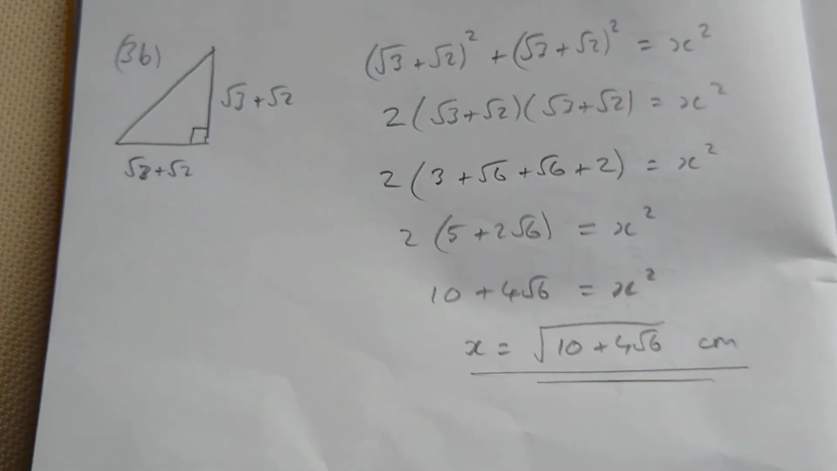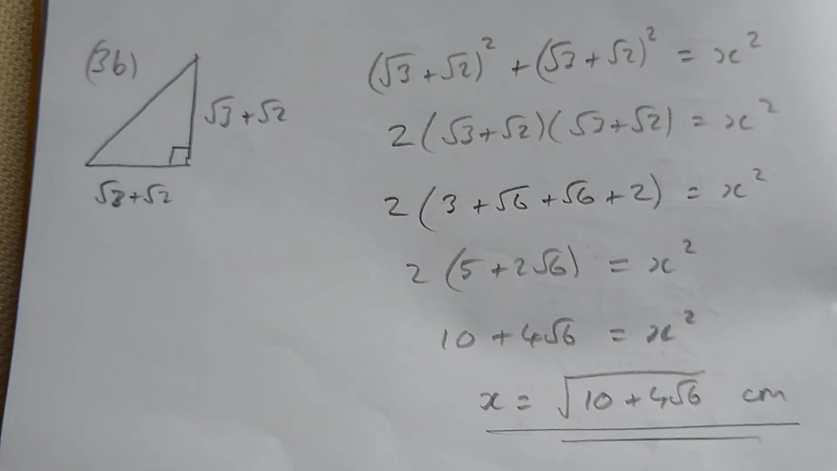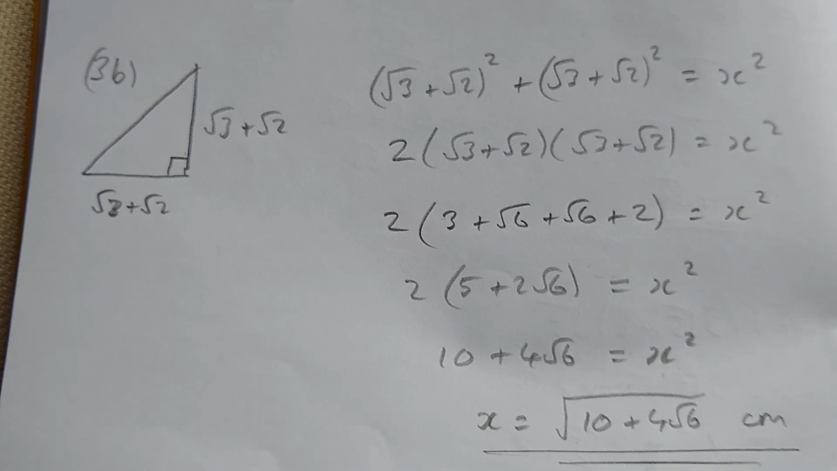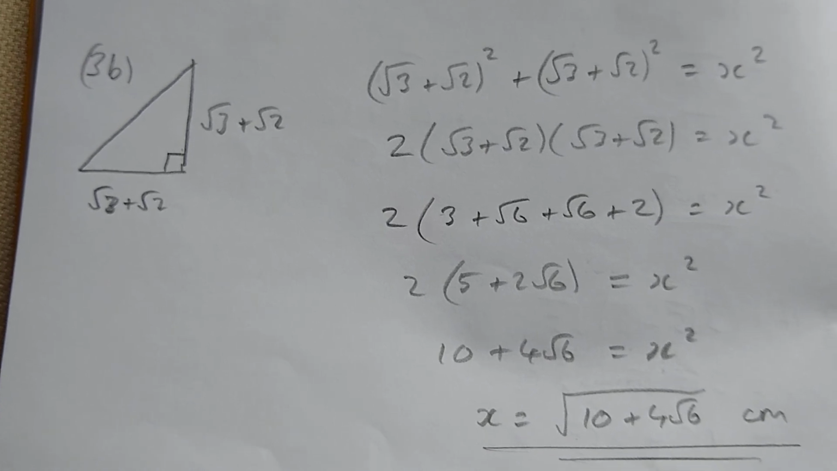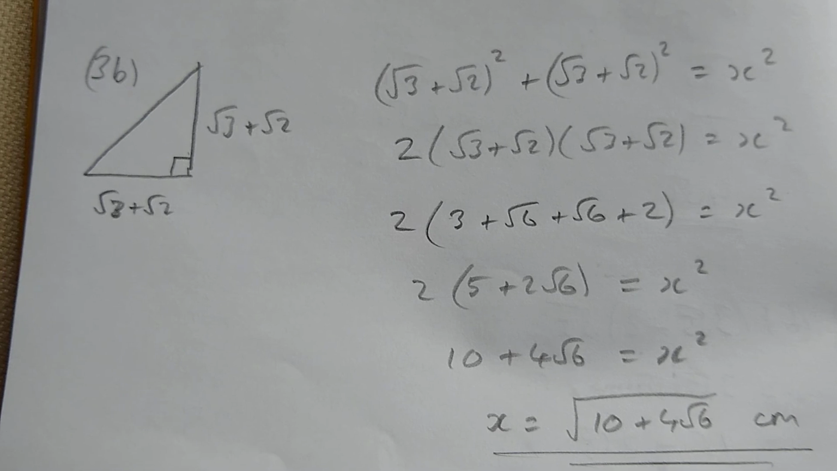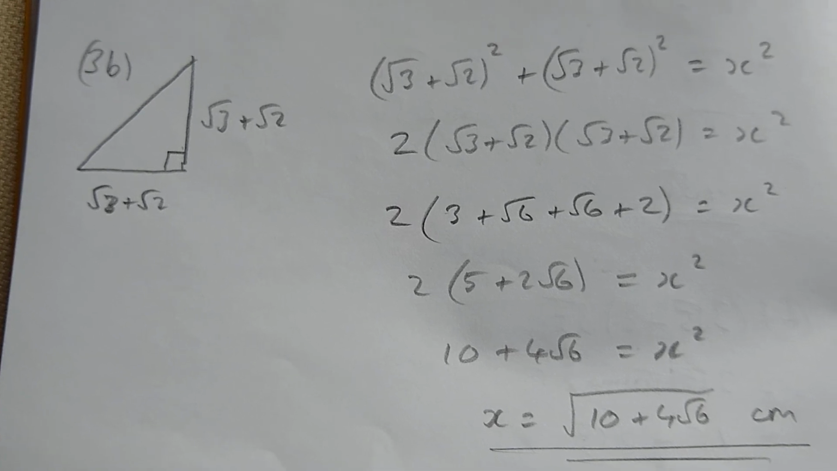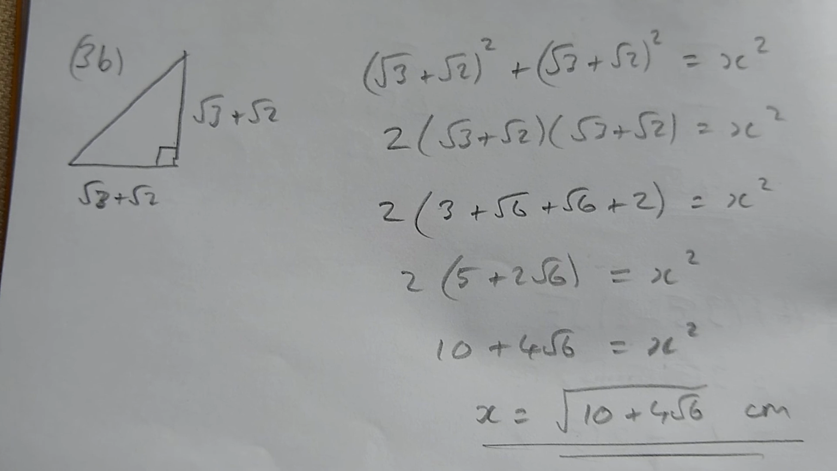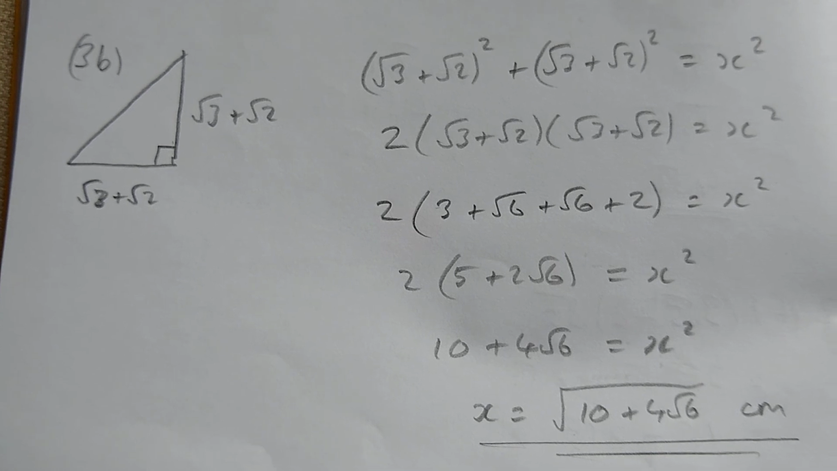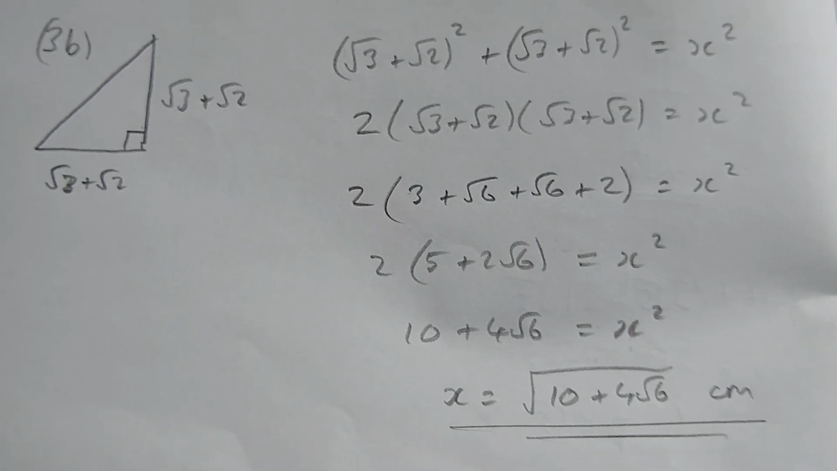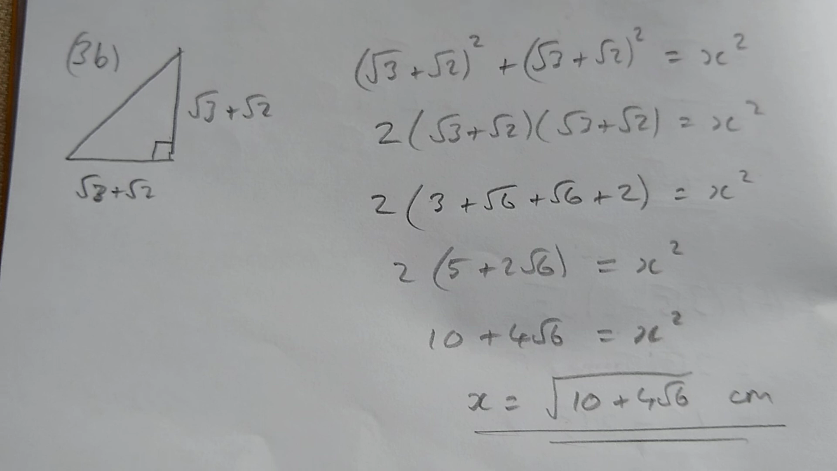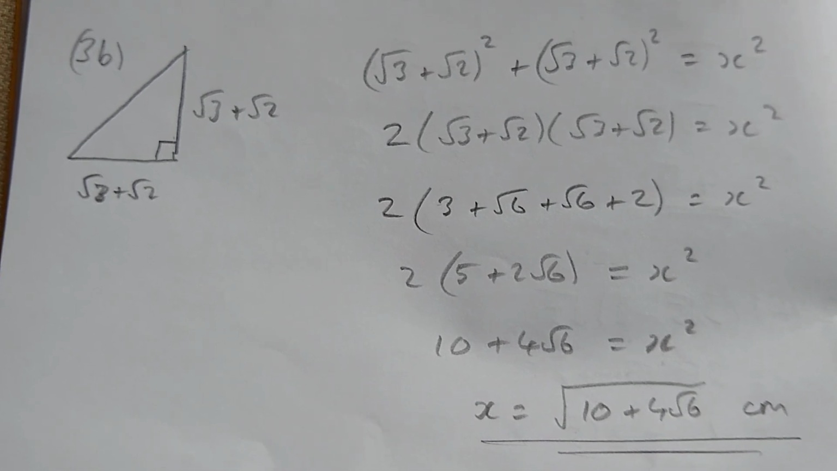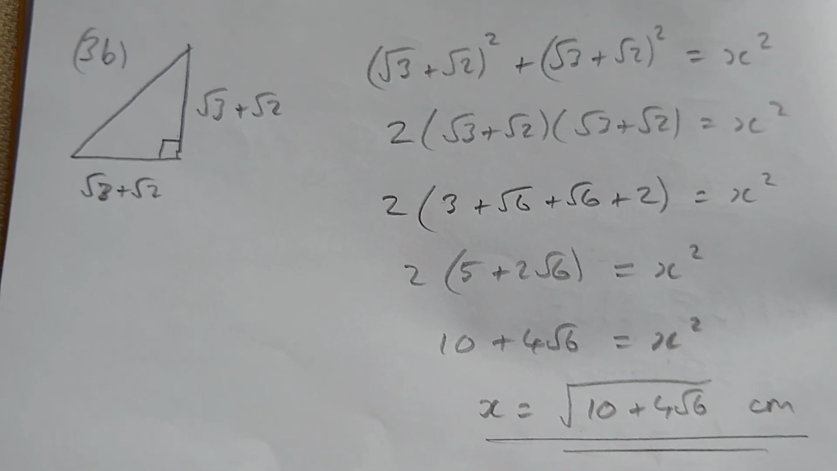And question 3b. Looking at this question, I'm thinking, okay, it's Pythagoras. I need to do short side squared plus short side squared. A question like this would normally come out as a reasonably nice answer, but it doesn't in this case. Quite often if you've got something like this that looks a little bit tricky, it turns out to have a nice answer, but in this case it doesn't.